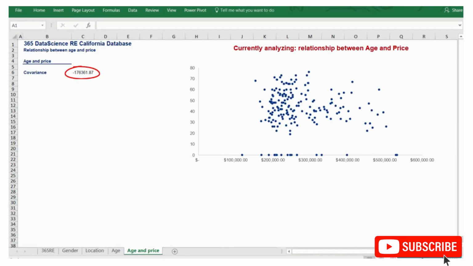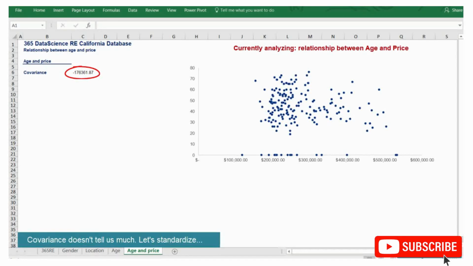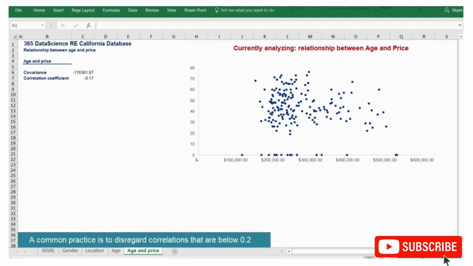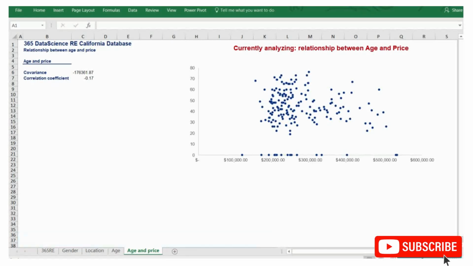We get this enormous value that doesn't tell us much, so it's suitable to standardize it by using the correlation coefficient. The value we get is minus 0.17. Much better. This correlation is low. A common practice is to disregard correlations that are below 0.2. Alright, so real estate expenditure is not related to age.